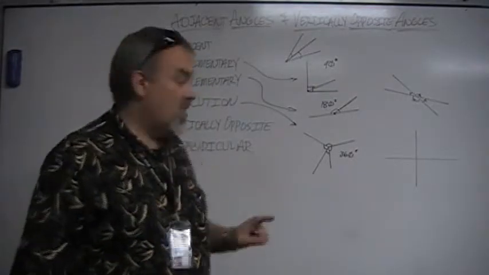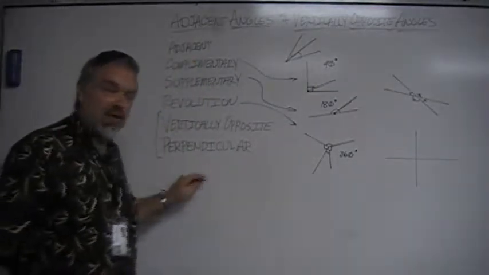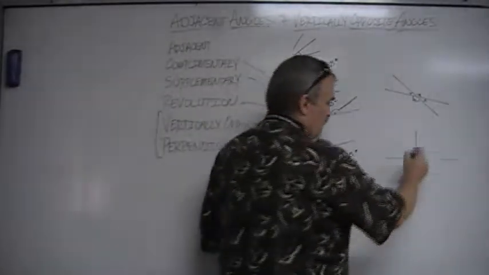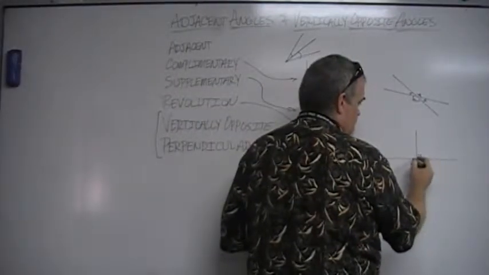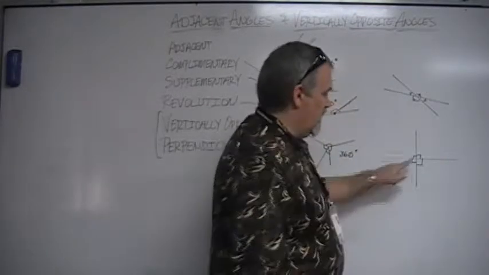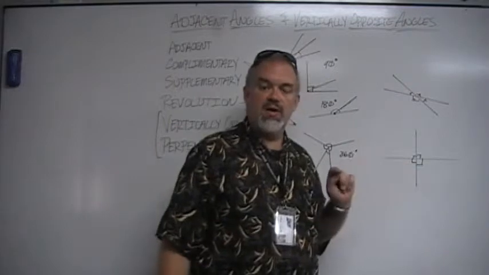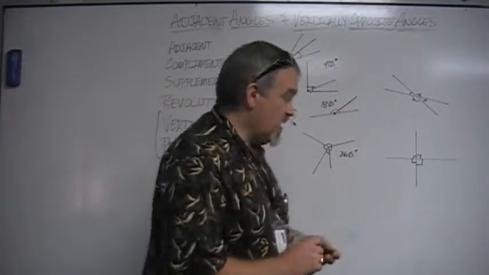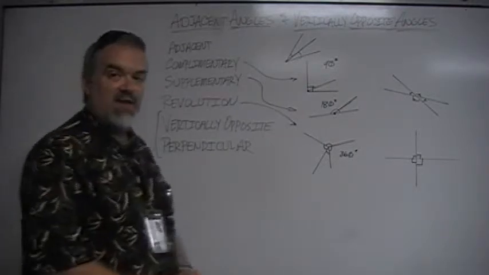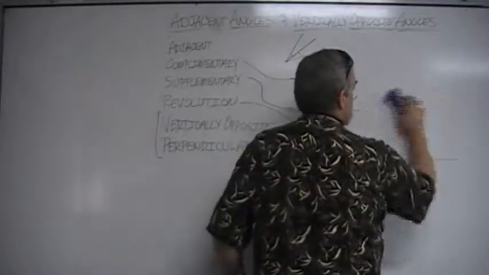We also have, and we've talked about this before, perpendicular angles. Perpendicular angles are at 90 degrees. So when I have these two lines that meet at 90 degrees, then we call those perpendicular angles. Now, we can use this information that we have here to do a variety of different kinds of problems. Let's use some examples.